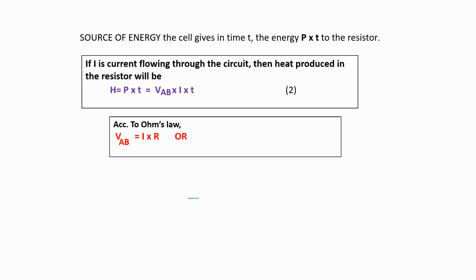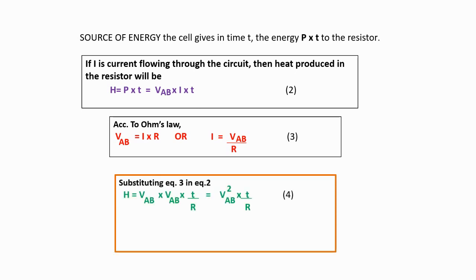According to Ohm's law, the formula for VAB is I into R, or in terms of I, I can write VAB upon R. VAB is the potential across the resistor, that is between points A and B. Now I will substitute equation 3 in 2, that is I is equal to VAB upon R. After substituting, I get H is equal to VAB into T upon R, which is equal to VAB square into T upon R. This I will term as equation 4.